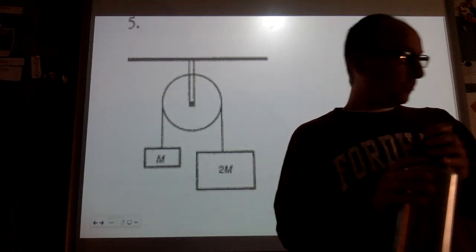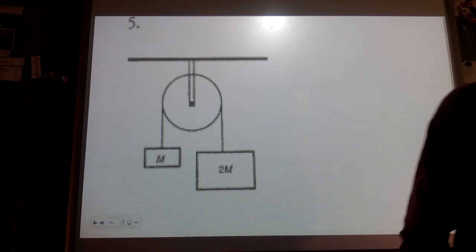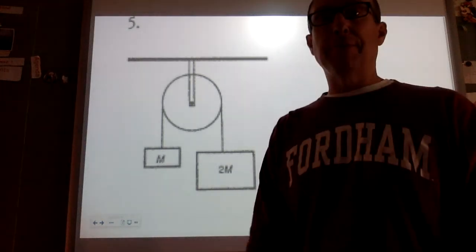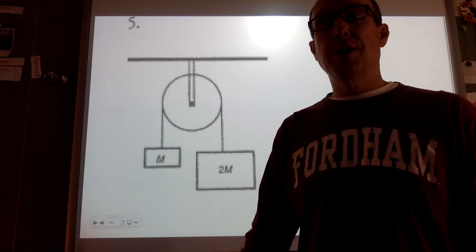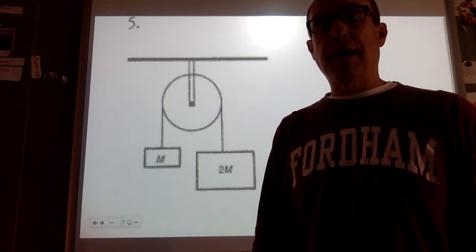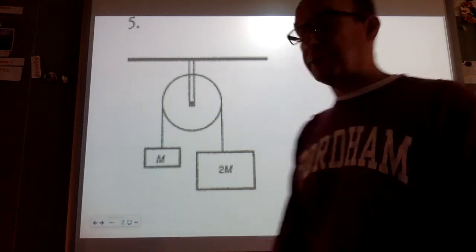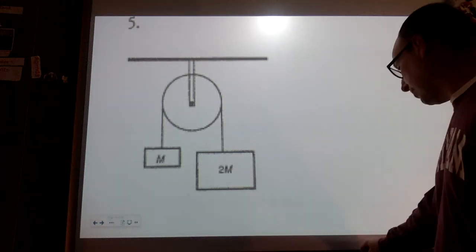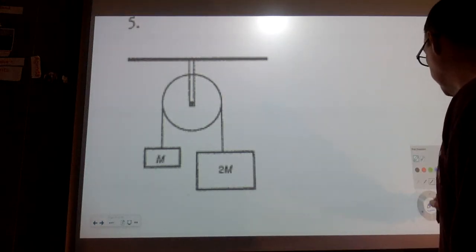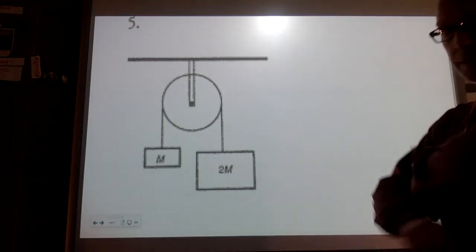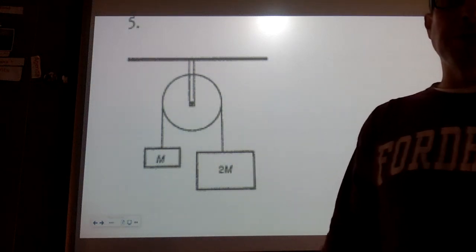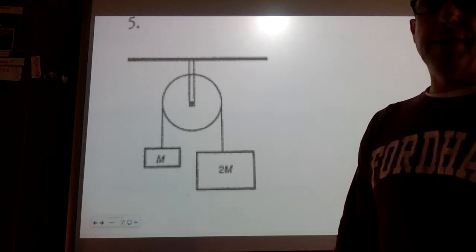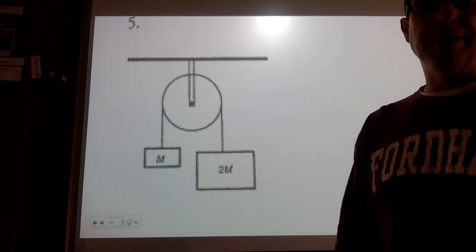Welcome back, guys. This will be the last set of example problems in the notes with Fnet equals ma. We're going to add in the last thing, which is an incline. But before we do, I want us to look at another pulley problem. Again, we will assume that this is an ideal pulley, which means it's both frictionless and massless, and our strings are massless.